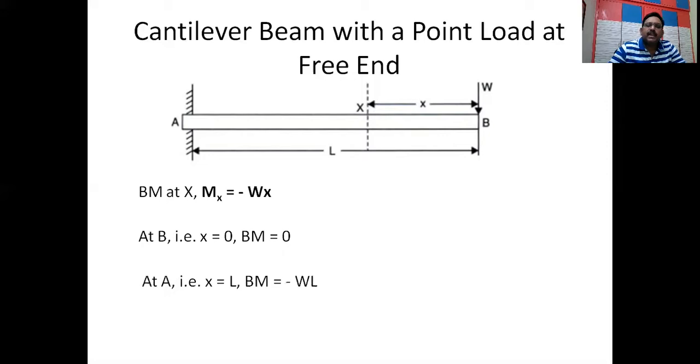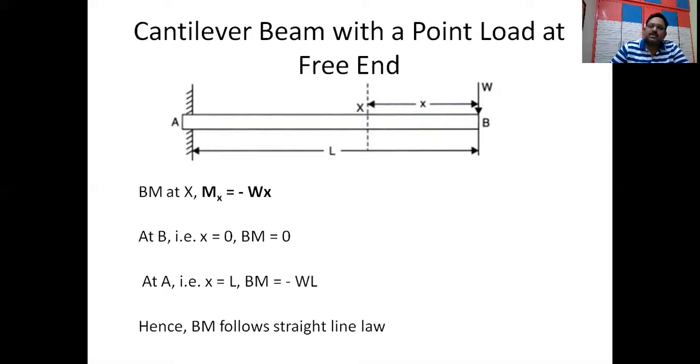Now, bending moment at L, that means at A. When x equals L, that is at A, the bending moment equals minus W into x. In the x place, we have to substitute L because x equals L here. Therefore, the bending moment at A is minus WL. Bending moment at B is W times 0, and bending moment at a section at distance x is minus Wx. This is how we have to calculate the bending moment.